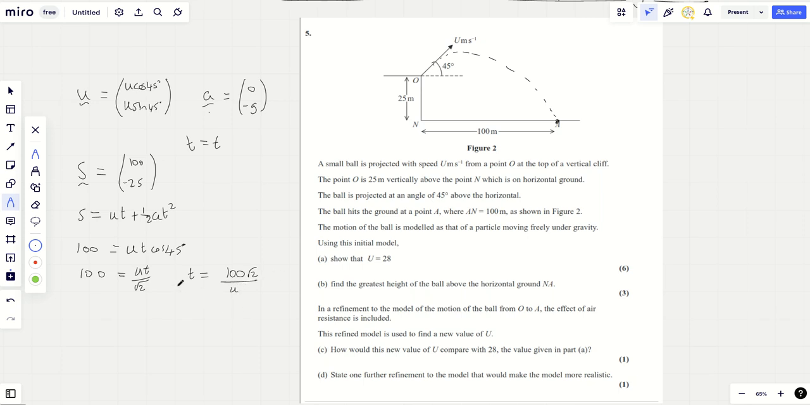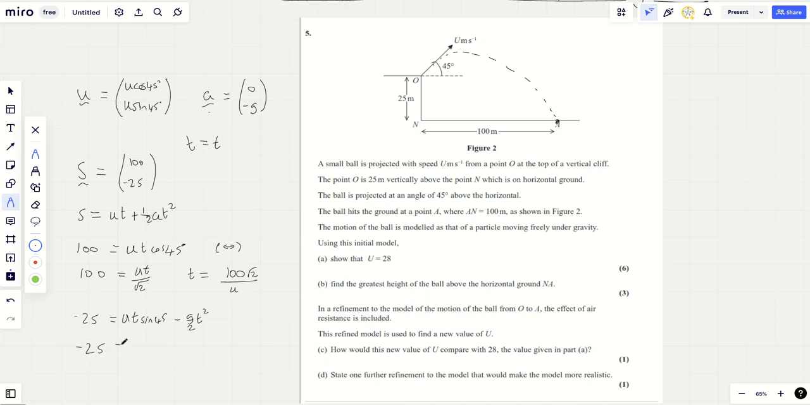Yeah. Now the reason I'm doing that is because that was with the horizontal components, but I quite like to do it with the vertical components now, and so I'm going to have minus 25 equals ut sine 45, which is, once again, 1 over root 2, minus g over 2 t squared, yeah? Now, if I run this through, I'll have a quadratic in u.